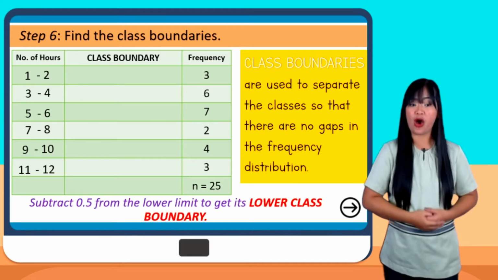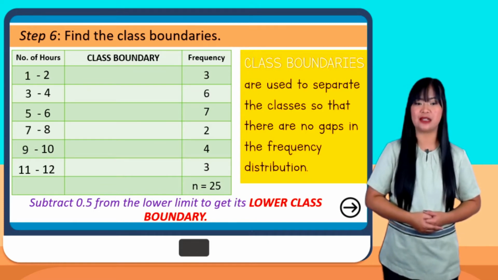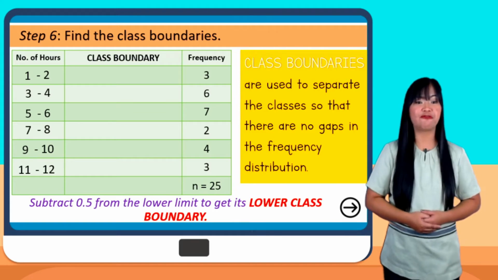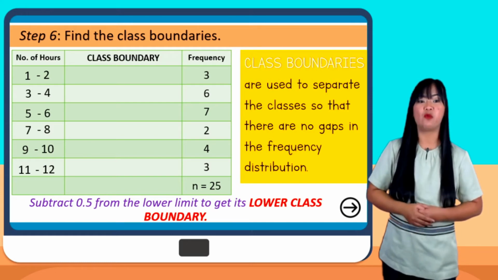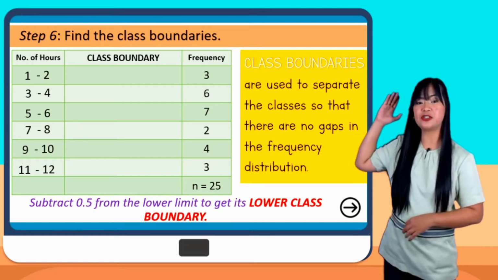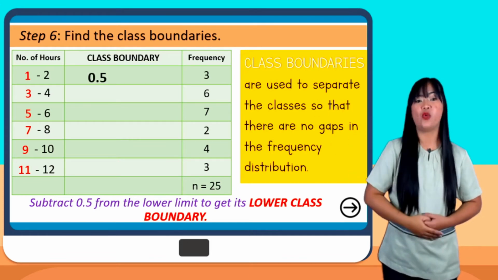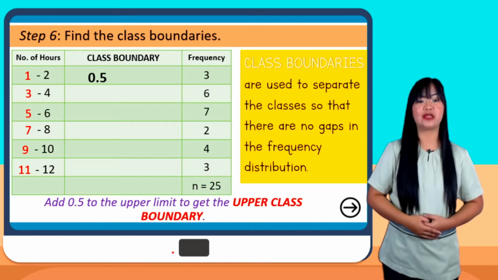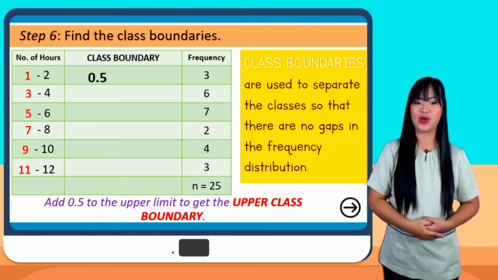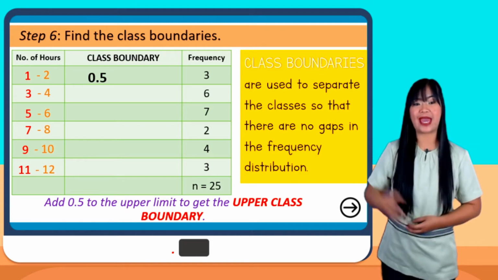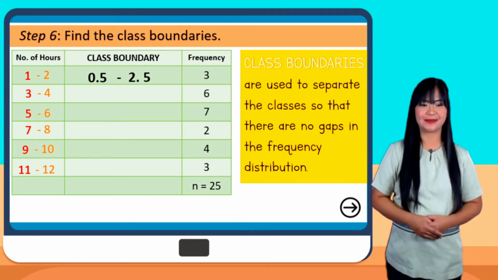It's just simple. All we have to do is to subtract 0.5 from the lower limit to get its lower class boundary. Refer to the lower limits and subtract 0.5 from each lower limit. We will get 1 minus 0.5 is 0.5. Next, we will add 0.5 to the upper limit to get the upper class boundary. So, adding 0.5, we will get 2 plus 0.5 will be 2.5.